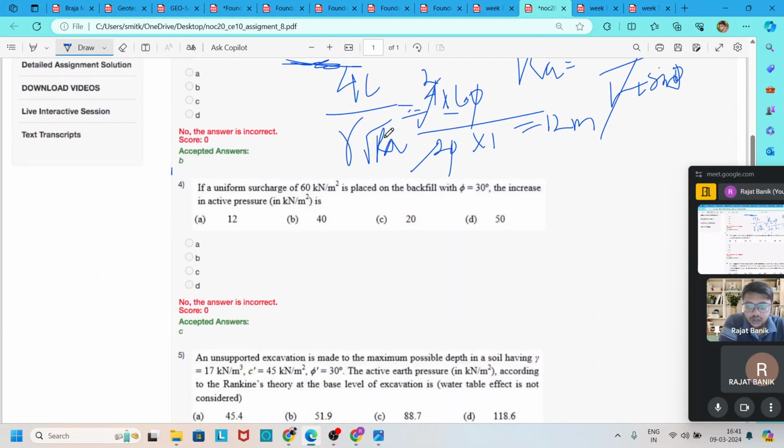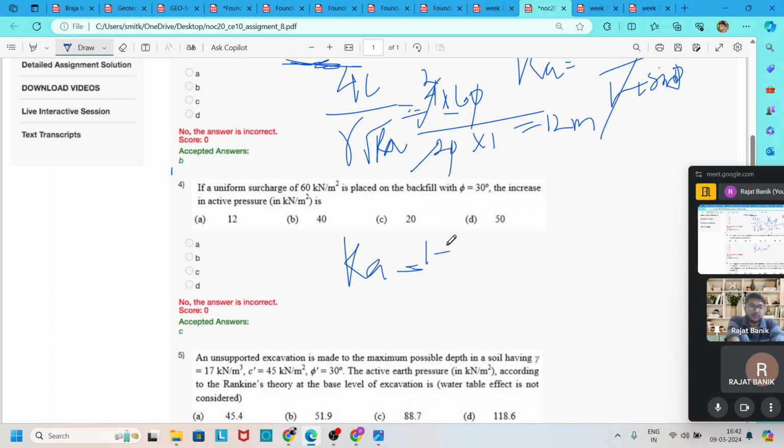Now move on to question number 4. In question number 4, it is said that if a uniform surcharge of 60 kN per meter square is placed on a backfill with phi equal to 30 degrees, what is the increase in active earth pressure? That means, due to the surcharge, what is the increase in active earth pressure in the backfill?